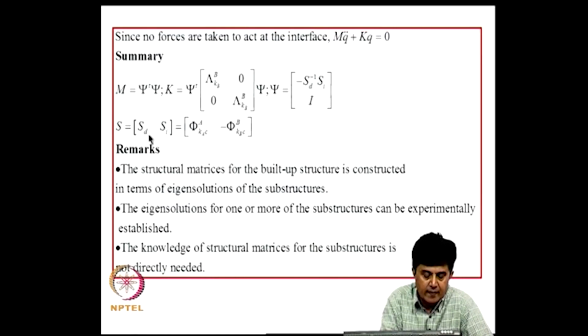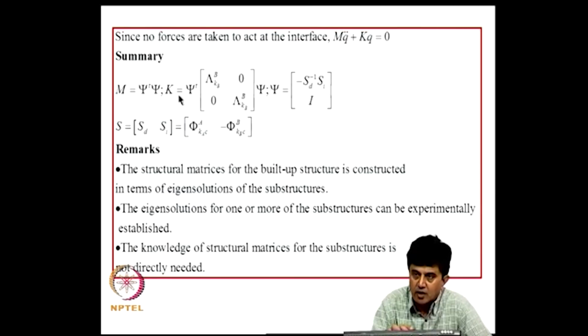is as shown here. Now, what needs to be noted here is that these matrices M and K are now derived purely in terms of the eigen solutions of substructure A and B in the free interface form. You do not need the structural matrices for A and B while implementing this method.